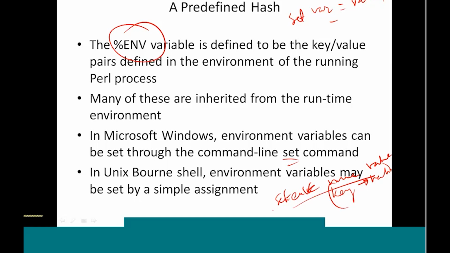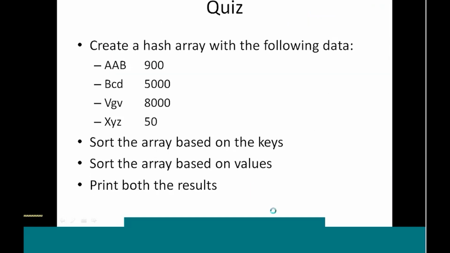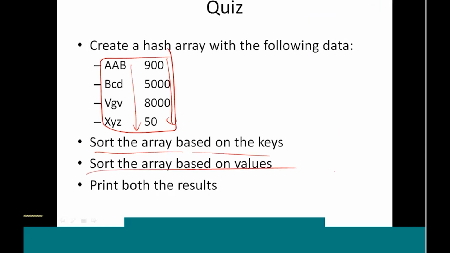So now let me give you a small quiz essentially. Try to define a hash array with the following data. Here it's very simple essentially. All of them are just strings, and this side is all numeric. It could be a mix and match also. And now you sort the array based on the keys. Try to sort the array based on the values, and then print both the results and see what you get. We will discuss this in the next lecture as to what you should be seeing.